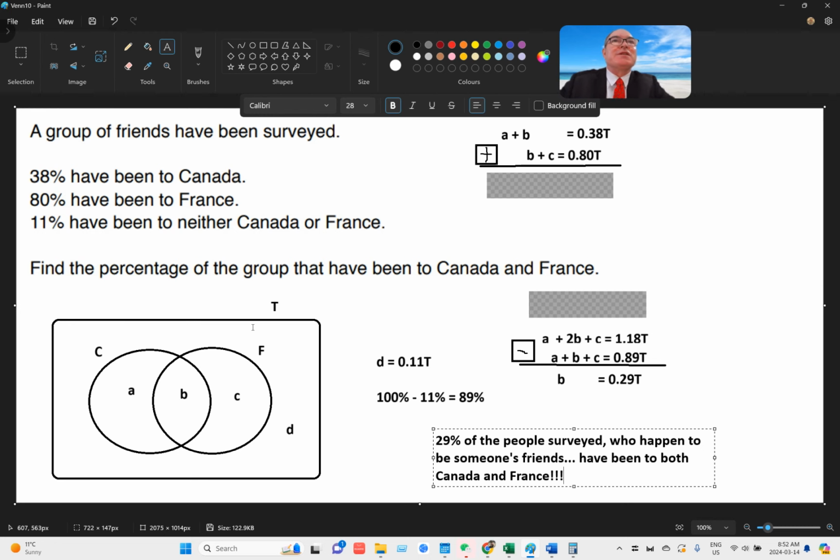Could it have been just 10 people? Maybe. But how do you get 38% of 10 people? That's 3.8 people. So I don't know how many friends this person has, but the point is we solved the problem, and you should be happy with that.